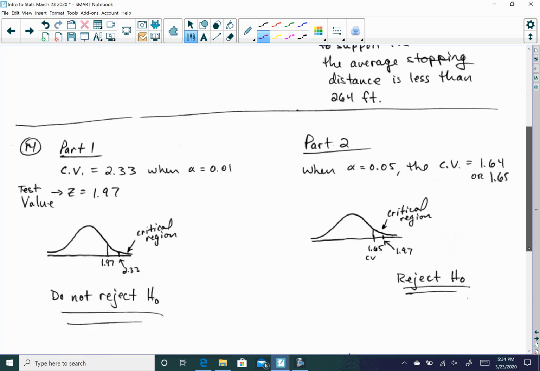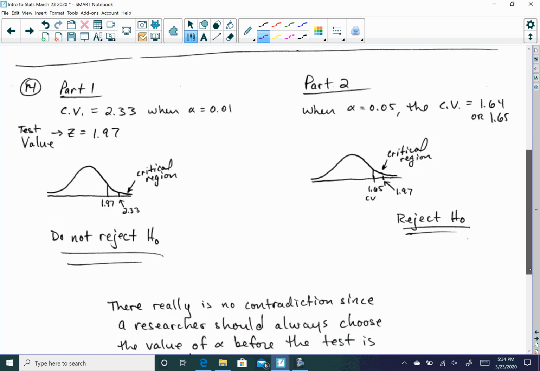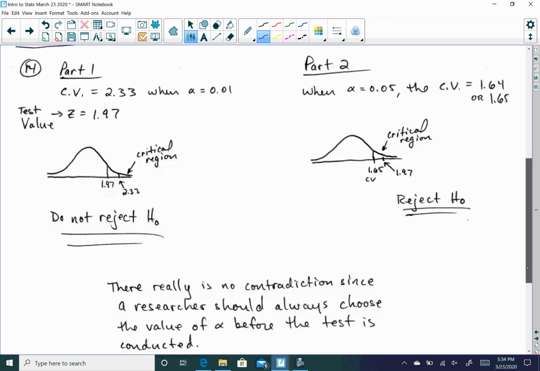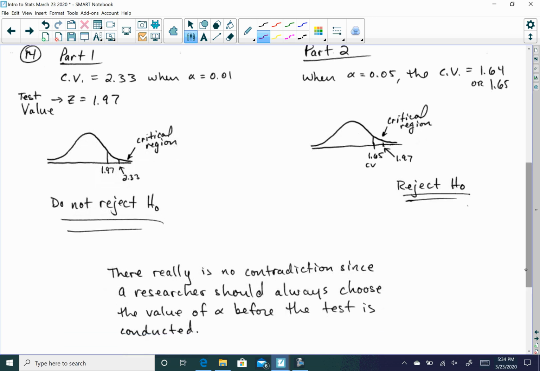Now, number 14, I won't say it was really a trick question, but it was still knowing the fact that you have to choose alpha before the test is conducted. We can't just change it. You could still look at it, but the contradiction at the end was that it really wouldn't matter, because alpha needs to be stated and you have to stick with it before you run the test.